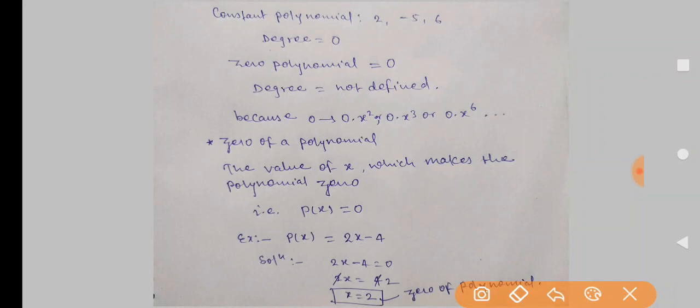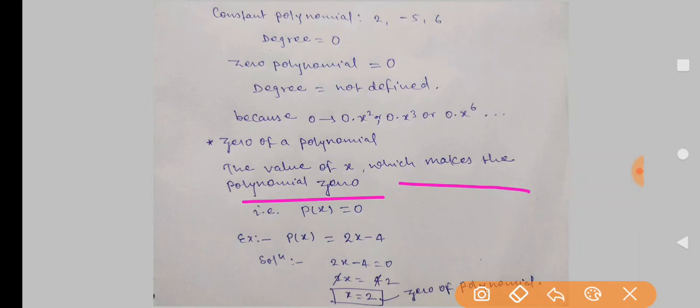Now what is the zero of a polynomial? It is the value of x which makes the polynomial 0. Here p(x) equal to 2x minus 4 is a polynomial. Then what will be the zero of this polynomial? It is the value that makes this polynomial 0.